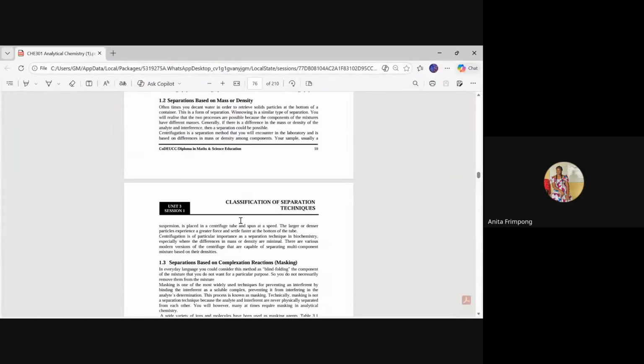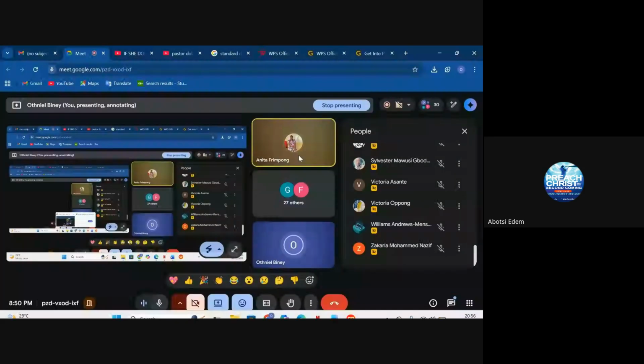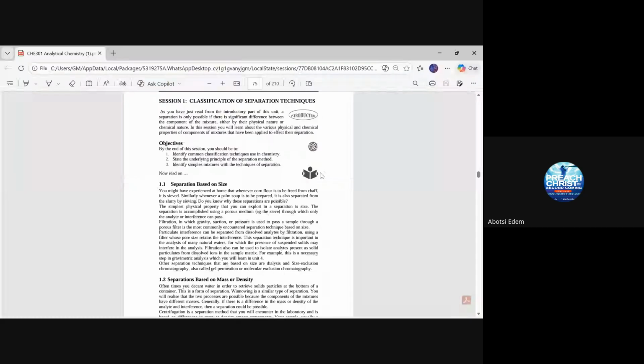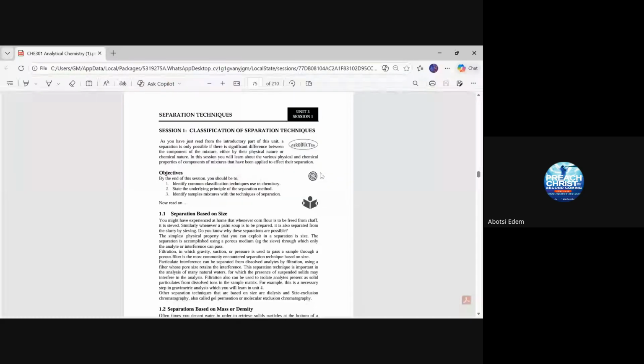Okay. If I can understand the objective, the first one says that by the end of this session, you should be able to identify common classification techniques used in chemistry. So in this case, if you are asked some of the classification techniques used in chemistry, should we say separation based on size or is there filtration? I don't understand your question.